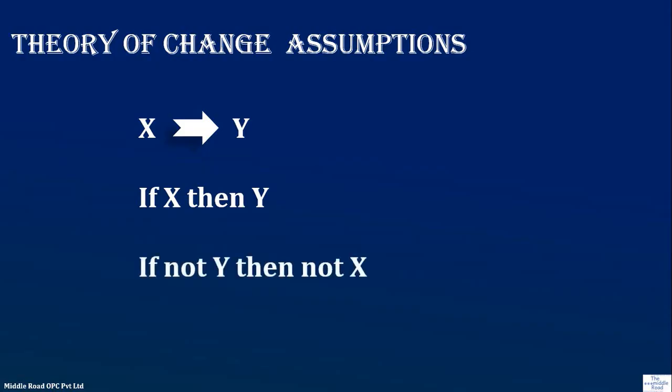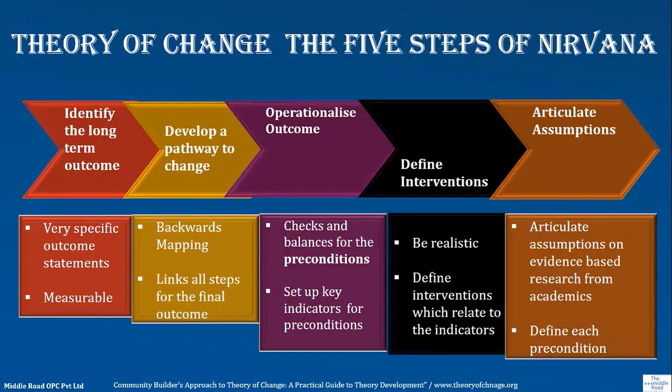Now, one of the fallacies which people usually make is they say, if not X, then not Y, which is not true. When you're looking at critical reasoning, and this plays a very important role also in aptitude tests, if X then Y, then the right form is if not Y, then not X. So this is how assumptions work.